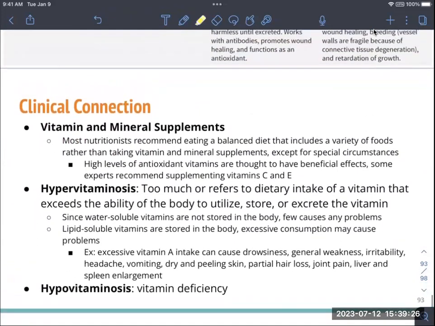So vitamins and mineral supplements. We try to tell people to get as many of their vitamins and minerals as they can through natural sources, so through foods, rather than taking supplements. It does happen that people do need to take vitamins, and sometimes it has to do with enzyme deficiencies, that they need vitamins taken into their system in specific forms for their body to be able to use it.